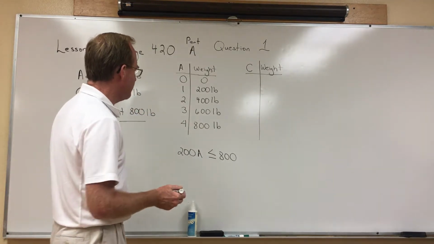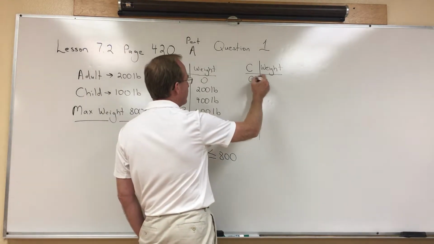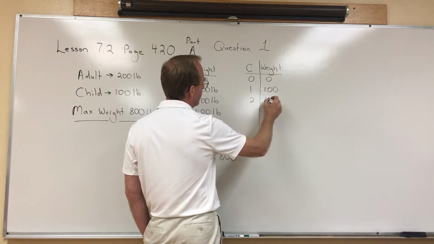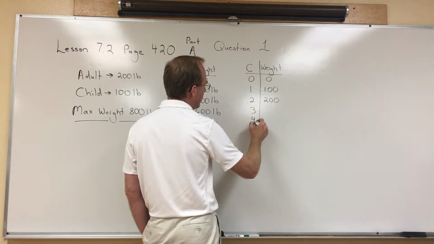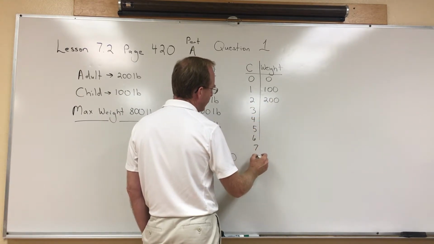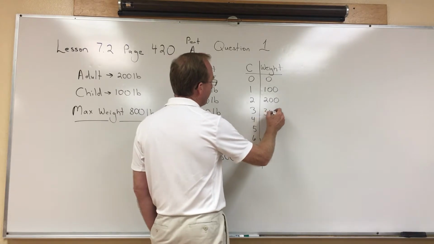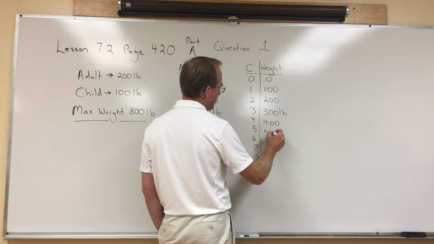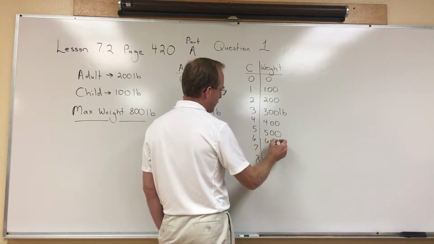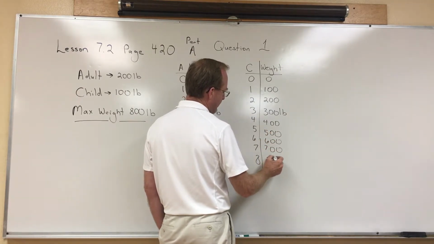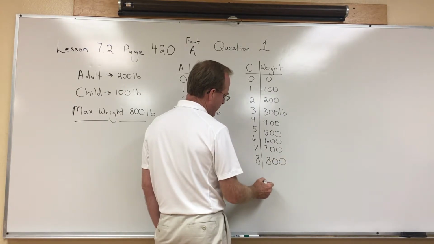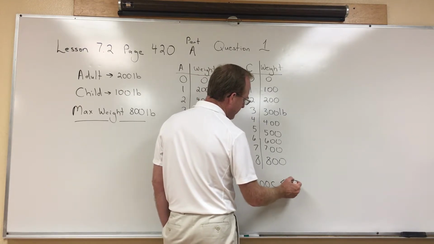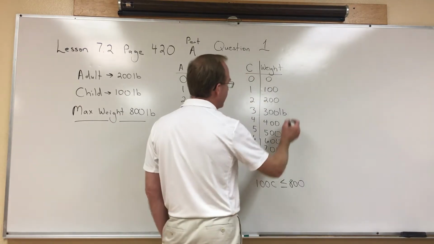Now the kids, we can do the same thing. We could have no kids, 0 weight, 1 kid, 100 pounds, 2, 200, etc. all the way. We could carry 8 kids. And that would look like, so we'd have 100 times, let's say C, is less than or equal to 800. And this is all in pounds.